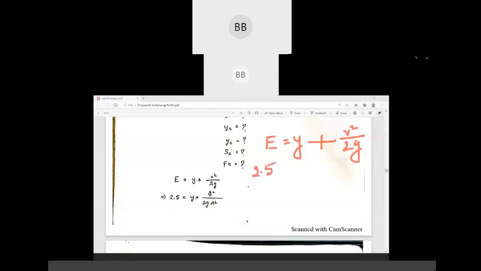So first we consider the specific energy equation. We all know specific energy. We will consider only two terms. One is your depth of flow, and the other is V square by 2g, the kinetic energy head. The specific energy is already given, that is 2.5. This is y plus, for V square we can replace V by V is equal to Q by A. So it will be Q square divided by twice g A square.